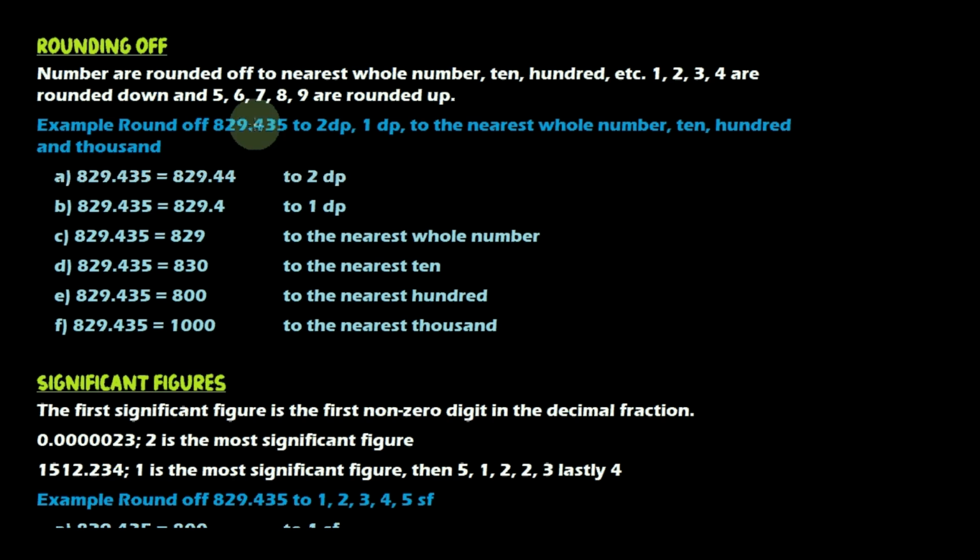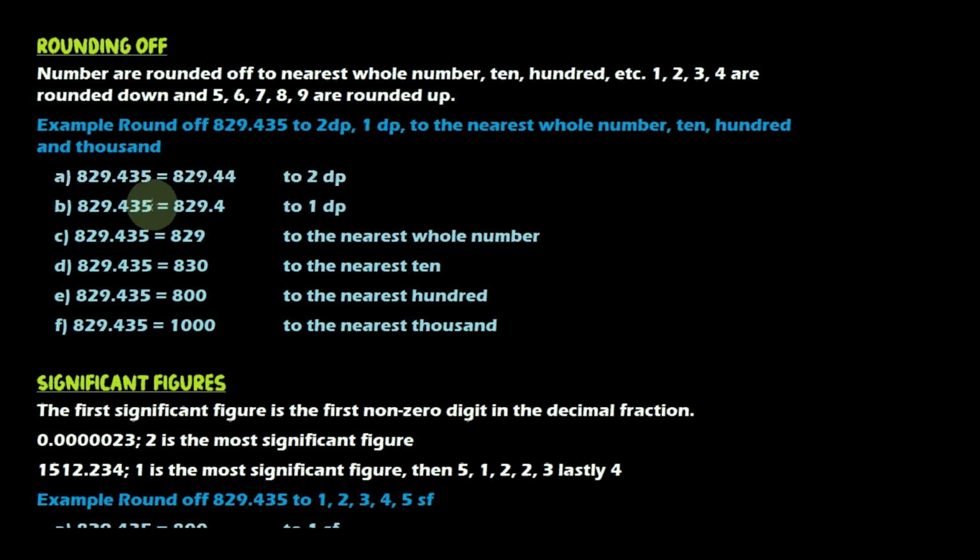Rounding off. The numbers are rounded off to the nearest whole number, 10, 100, 1,000, 10,000, etc. 1, 2, 3, 4 are rounded down, and 5, 6, 7, 8, 9 are rounded up. Example, round off 829.435 to 2 decimal places, 1 decimal place, to the nearest whole number, to the nearest 10, to the nearest 100, to the nearest 1,000.